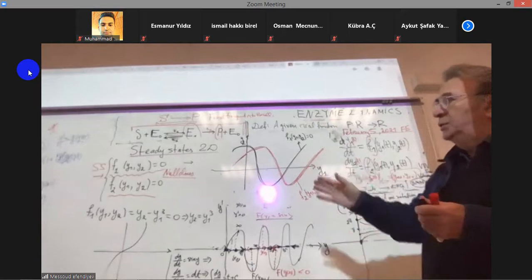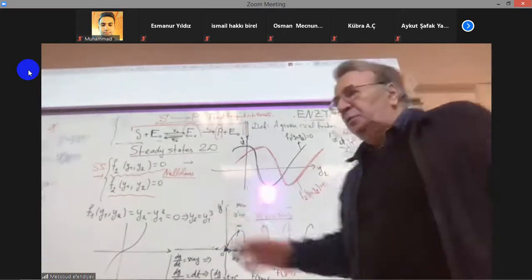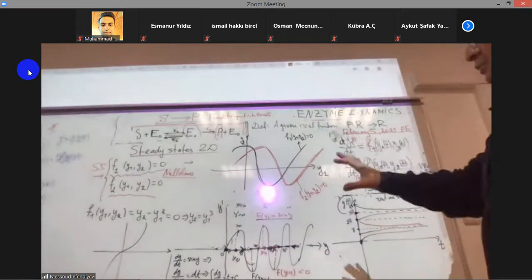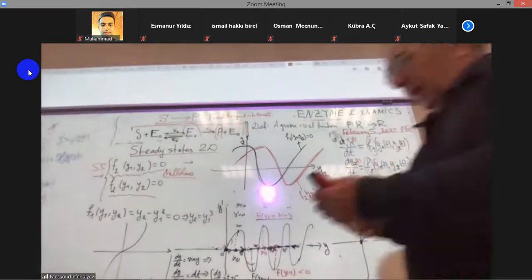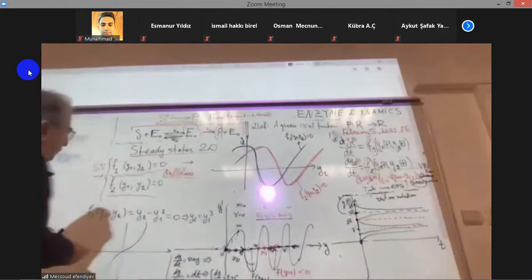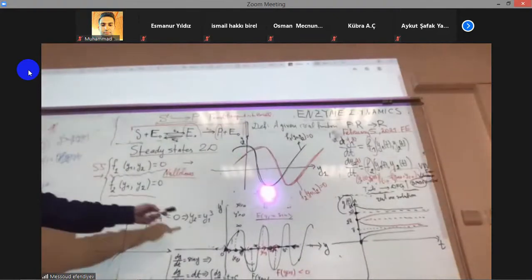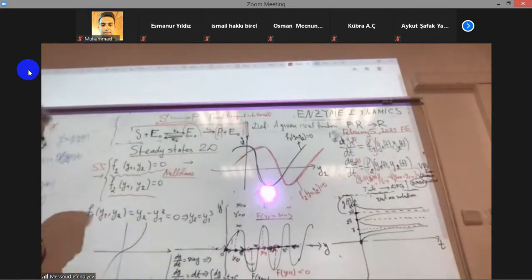Nevertheless, there is also a mathematical way to understand what's going on. And so the idea is the following, it's similar to the first order system.